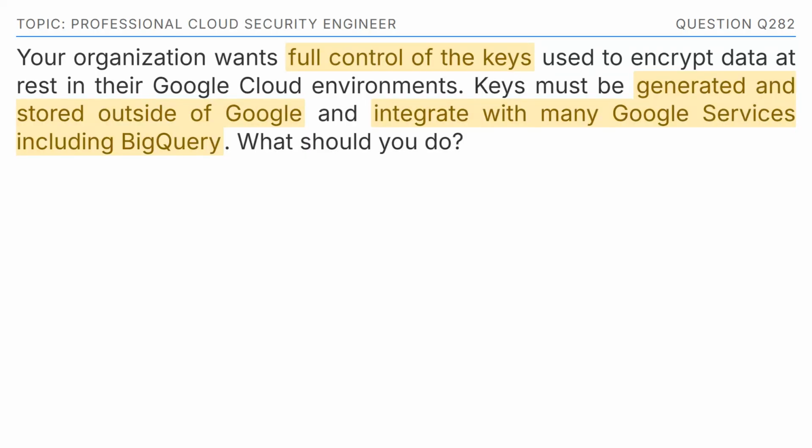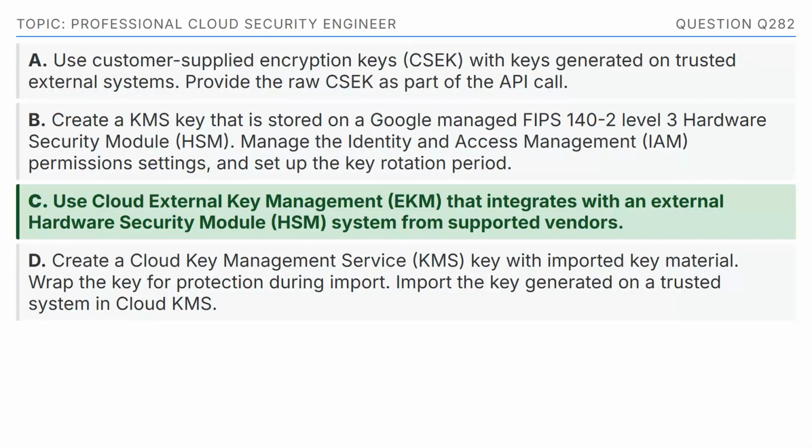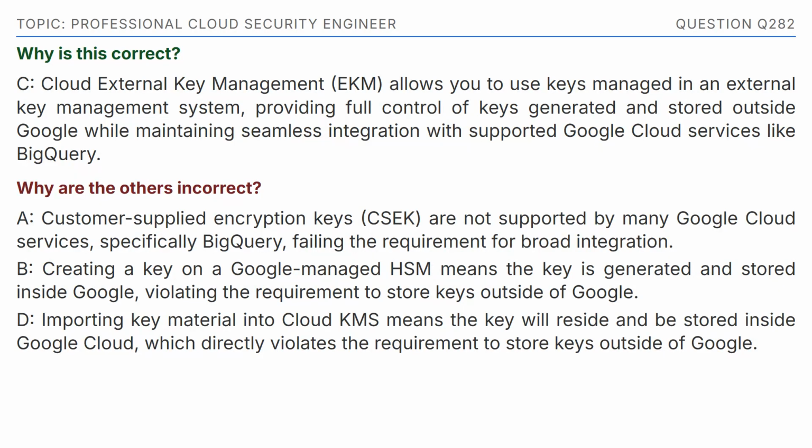To arrive at the correct answer, we focus on the keywords: full control of the keys, generated and stored outside of Google, integrate with many Google services including BigQuery. The correct answer is option C, use Cloud External Key Management, EKM, that integrates with an external hardware security module, HSM, system from supported vendors. Why is this correct?